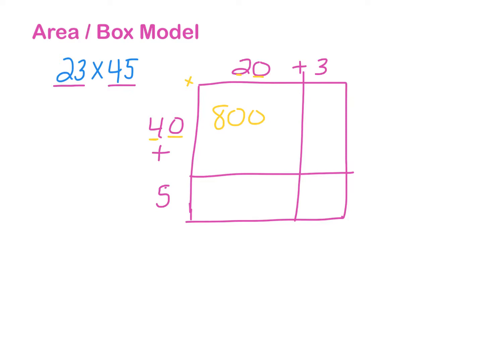Then we're going to do 40 times 3, and we'll have 120. Now we're going to use 5 times 20 to get 100, and 5 times 3 to get 15.